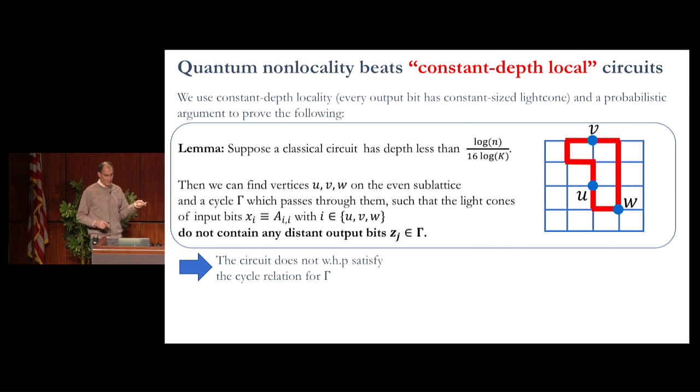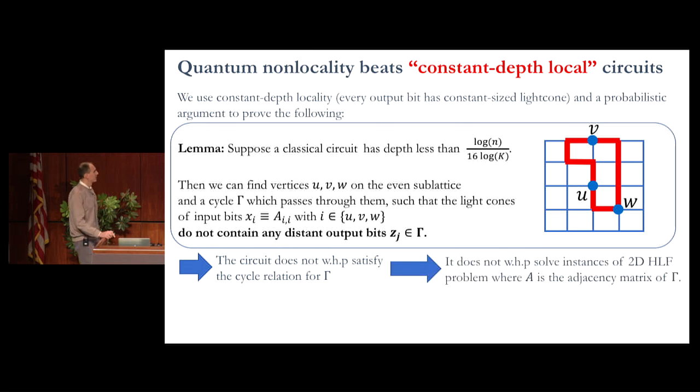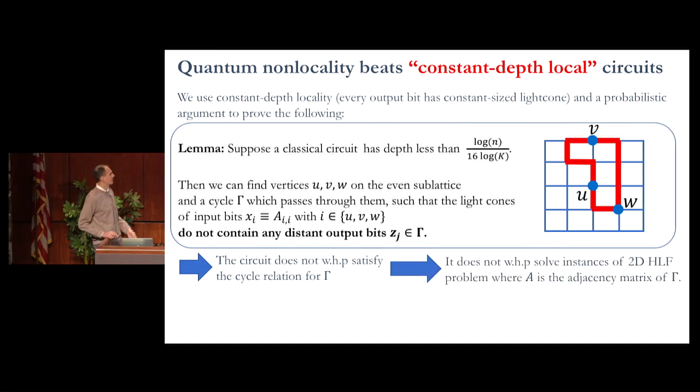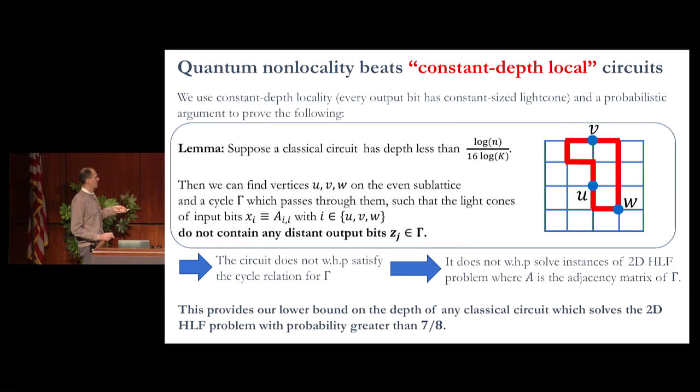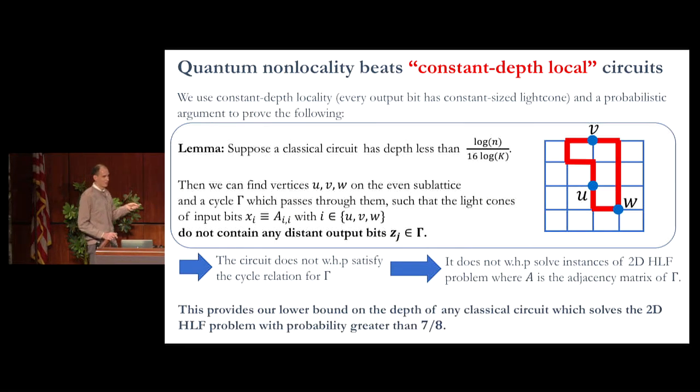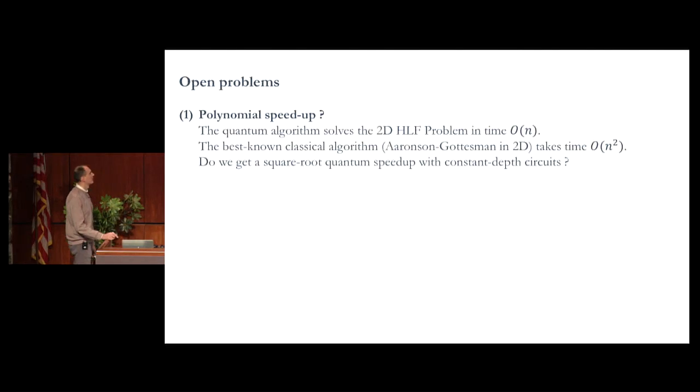This property implies that such a classical circuit cannot satisfy this cycle relation on this red cycle. This implies that it cannot solve all instances of the two-dimensional HLF problem with high probability. So this basically proves the desired lower bound on the depth of a classical circuit.